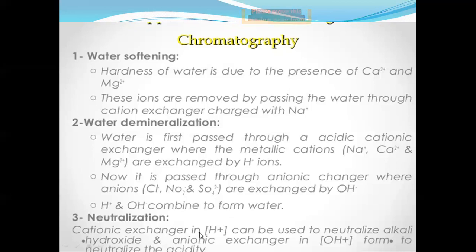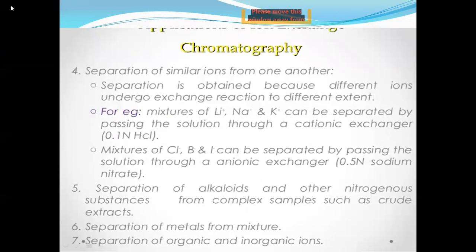So the cation exchanger in H+ form can be used for neutralizing alkali hydroxide, and the anion exchanger to form the neutral. Okay. Next, separation of similar ions from one another.